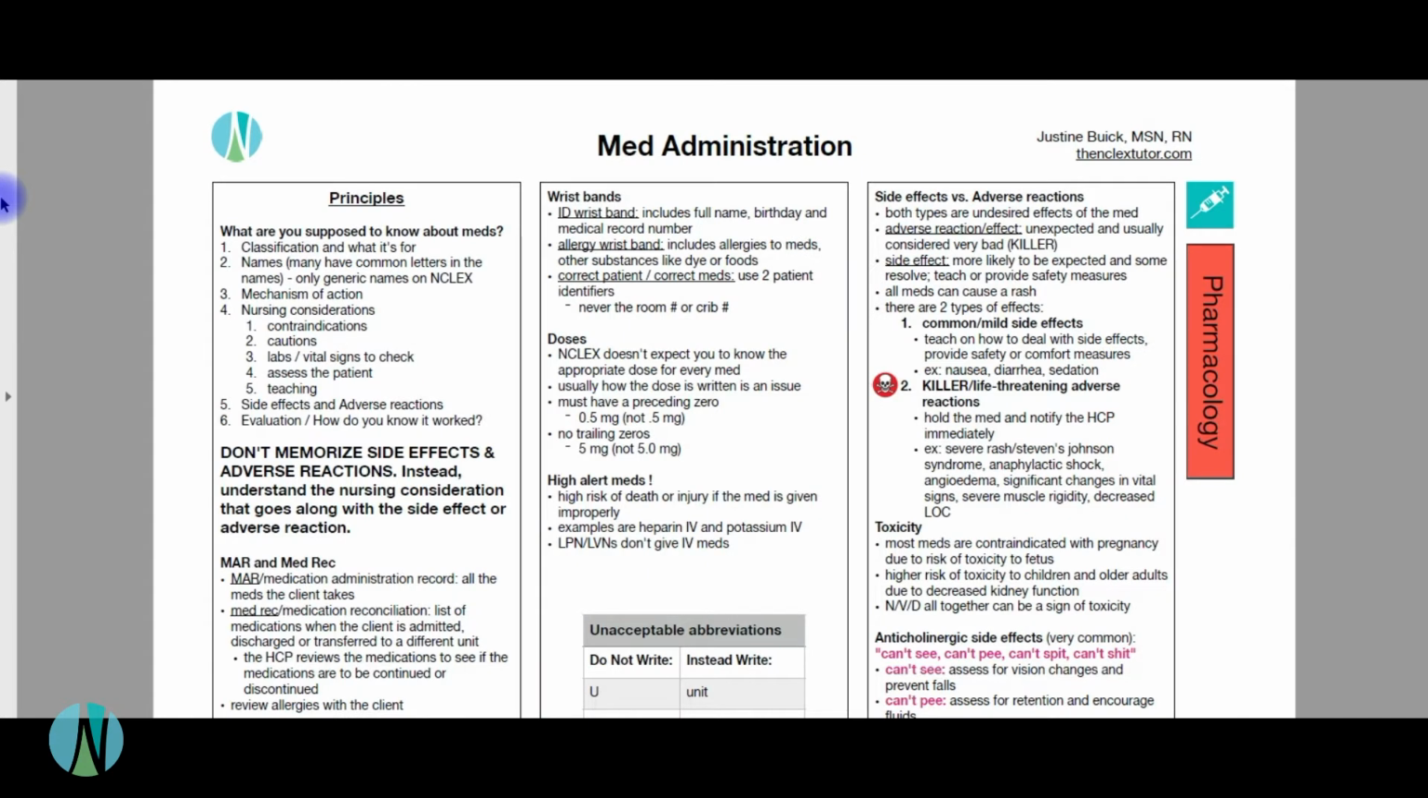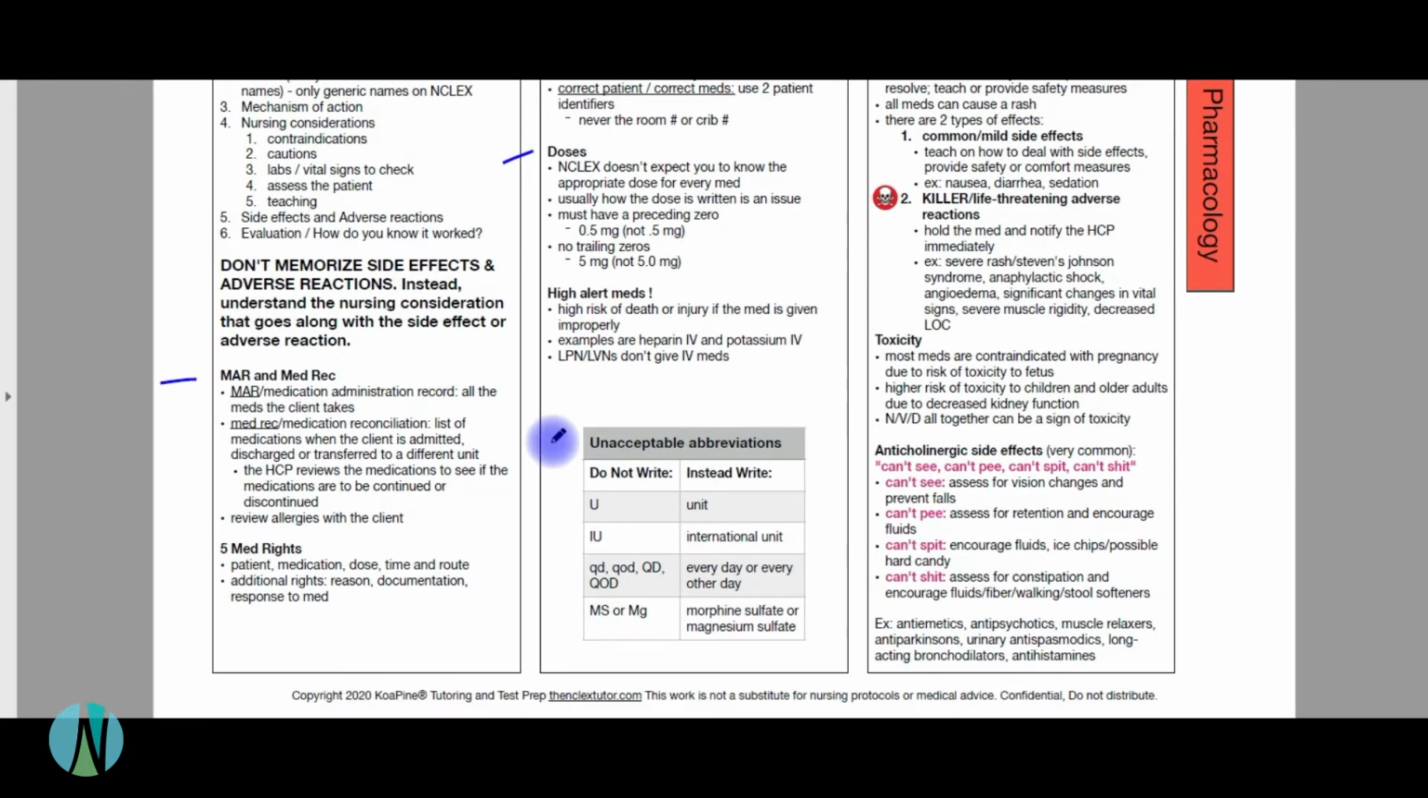So this is the med administration Nugget page, and this one, you can't really find specific questions for med administration. You will find them as you go through the different systems and do the med questions that way. And it's very basic stuff about what's a MAR and a med rec, how do you identify a patient, what's up with the doses on the NCLEX, unacceptable abbreviations.